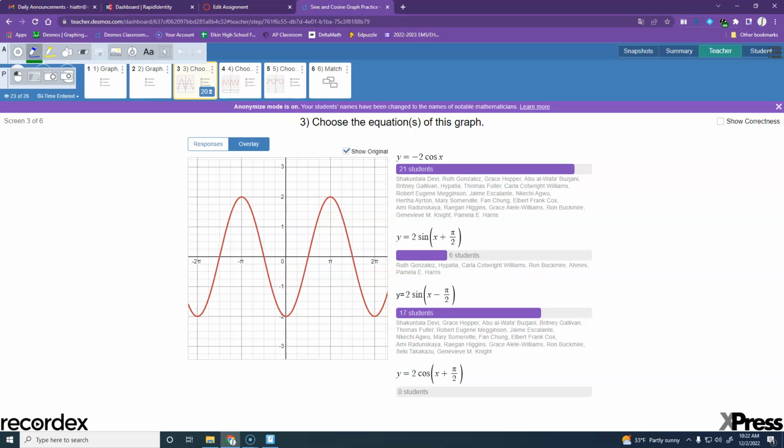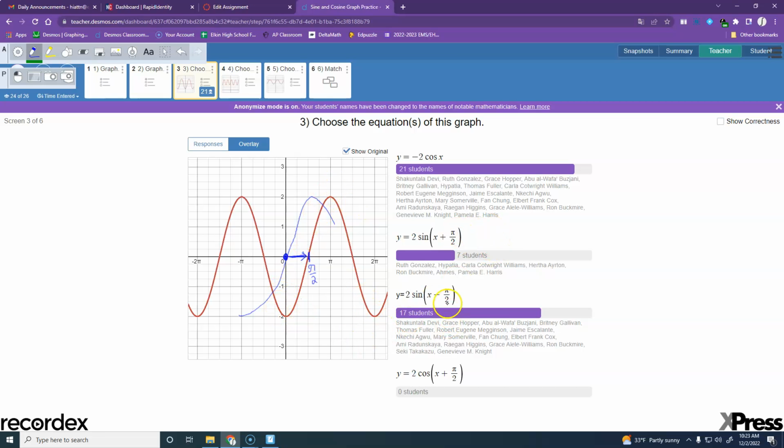With our sine graph, it normally would look like this. So if we want to use sine, we would need to move that graph over to the right. How far is that? That is pi over 2. Right, and so if I took 2 sine x and moved it to the right pi over 2, it would match up with this graph.